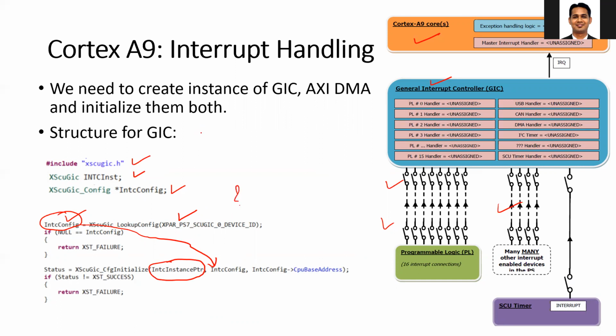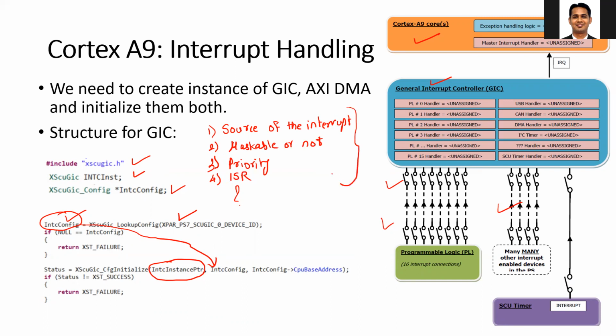Why is this needed? When an interrupt happens, we need to identify the source of the interrupt, because there are so many sources. Then we need to decide whether the interrupt is to be processed or not, that is, whether it is maskable. If multiple interrupts are received at a time, we need to decide which to process, so we need to decide the priority. And fourth, we need to have the particular ISR, interrupt service routine, executed. For all these tasks we need someone to complete them, and this is nothing but the GIC.